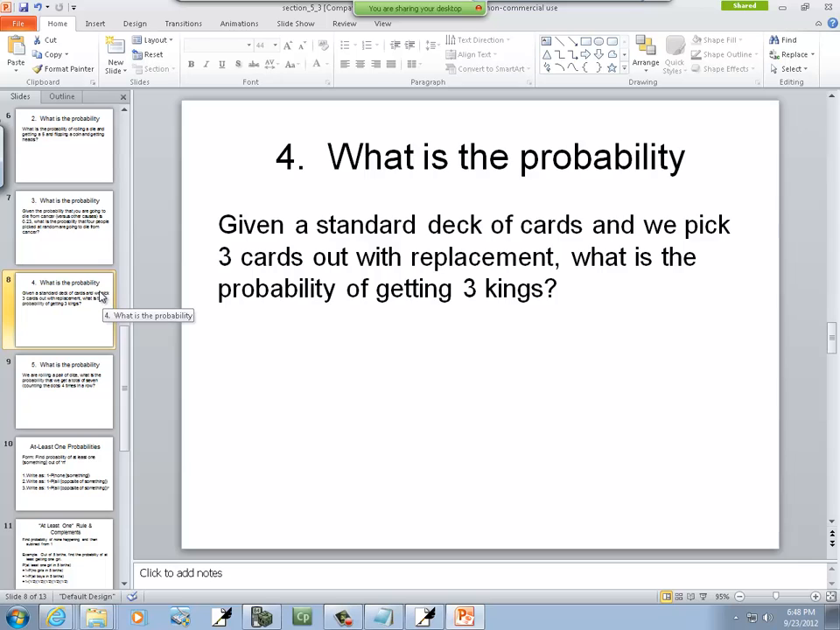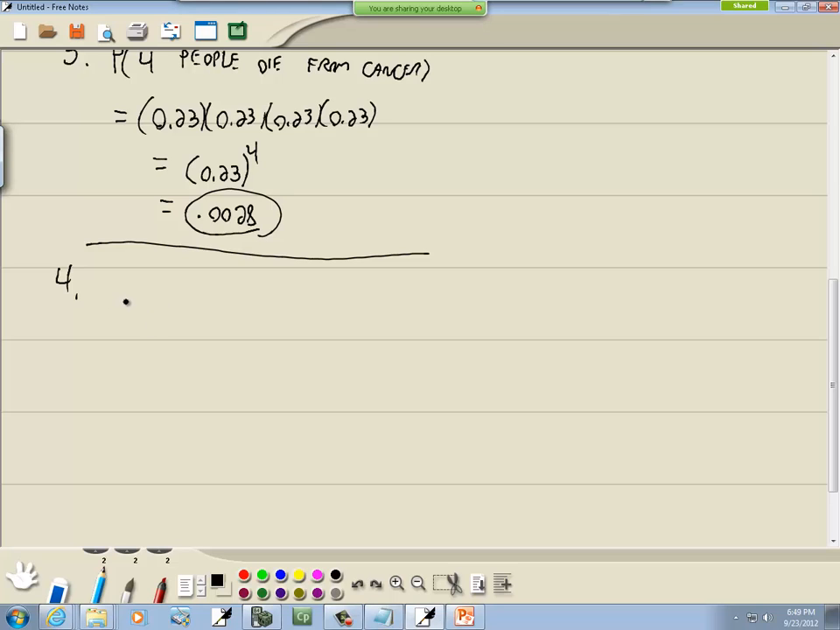Okay, problem 4. Given a standard deck of cards and we pick 3 cards out with replacement, that means we pull out a card, we look at it, and then we put it back in. What is the probability of getting 3 kings? Well, that means the first card's a king, and the second card is a king, and the third card is a king. So the and's there, it's multiplication. These are independent because I'm putting a card back in the deck. So first time through, there's 52 cards, and there's 4 kings. So the probability I'm going to get a king is this.